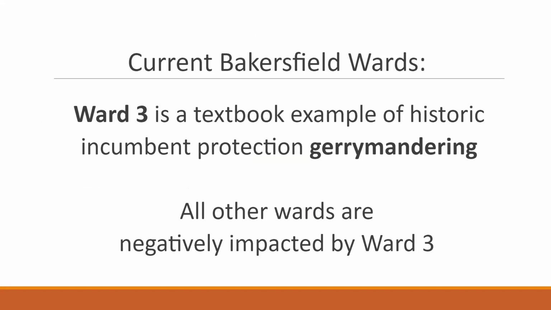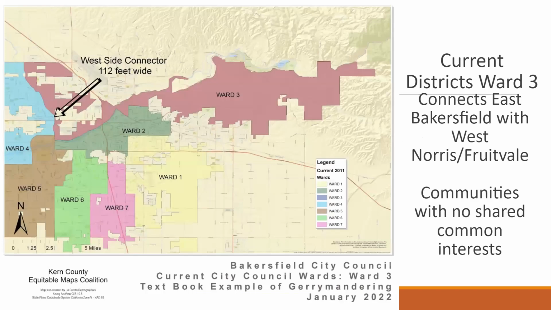Now, the first thing that we did in the case of the city of Bakersfield when considering how to draw our map was to look at the current map. And we saw immediately that Ward 3 across the north is drawn in a way that really does need to get fixed because it negatively impacts all of the other districts in terms of meeting Voting Rights Act obligations. And one of the first things we noticed was this, and you can see the arrow pointing to where Norris and Fruitvale in the northwest is connected to the east side of Bakersfield by this.